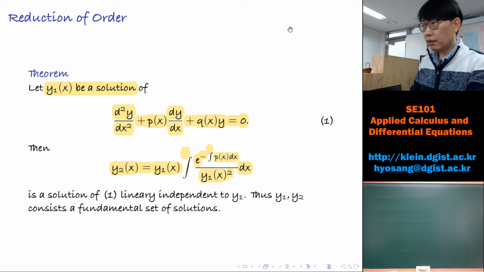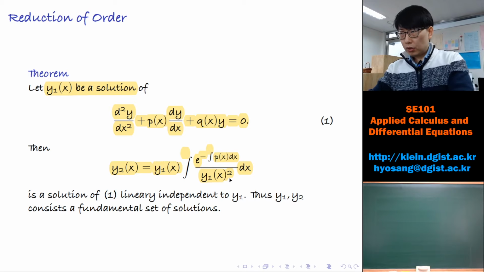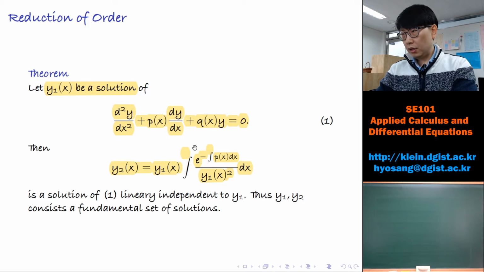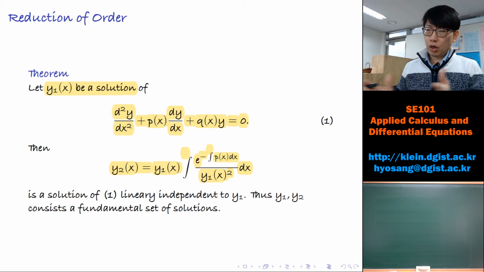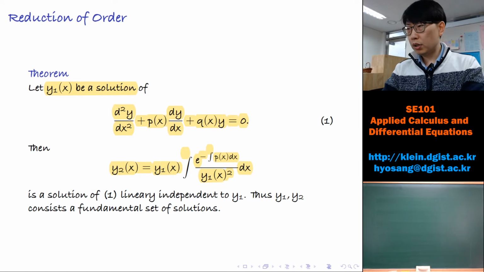So think about this formula carefully. It says y2 is y1(x), the given solution, times some indefinite integral. The indefinite integral gives you a constant after computation. But if you have plus c, then it basically means that y2 is a constant times y1 plus y1 times some other function. So when you express your complementary solution, you will have a constant times y1. So you don't need to put the constant after you compute this indefinite integral.